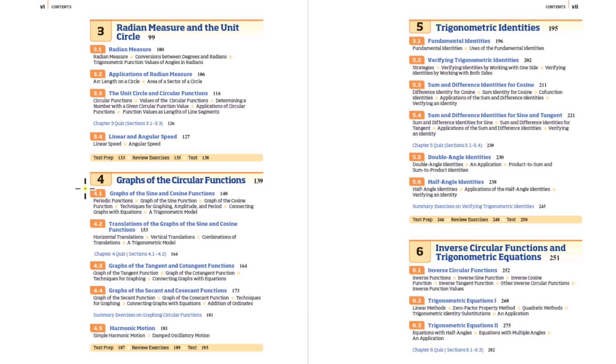Okay, we're at the end of chapter 4, which was on the graphs of the trig functions. And the final section is on harmonic motion. Now, harmonic motion is something that we study in detail in physics and engineering, so I don't plan to go into harmonic motion in great detail in this course. However, let's go ahead and roughly go through this section just so you can get a feel for this application of trig functions.